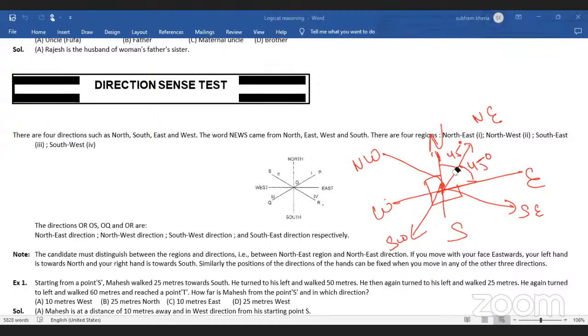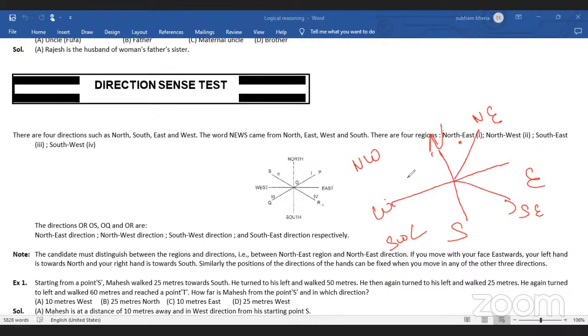हमेशा याद रखना बेटा. Never forget. ठीक है? कि between every directions, the angle is 45 degree. 45, 45, 45, 45.